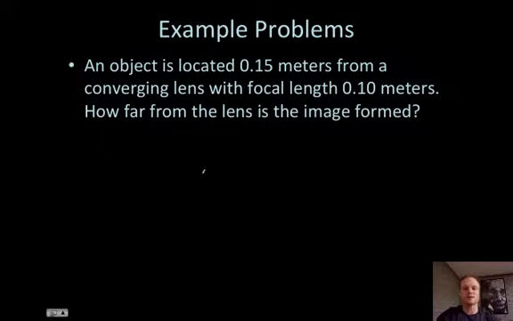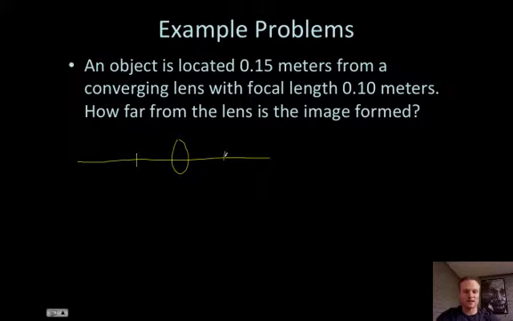It says an object is located 0.15 meters from a converging lens with a focal length of 0.1 meters. How far from the lens is the image formed? The first thing I would recommend doing is drawing a picture of this problem. It doesn't have to be a beautiful picture, but I think it's a good idea to get a visual image of what's going on here.